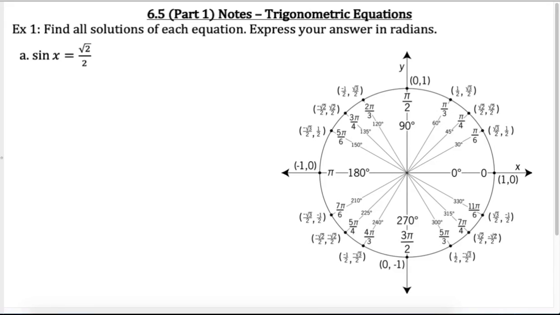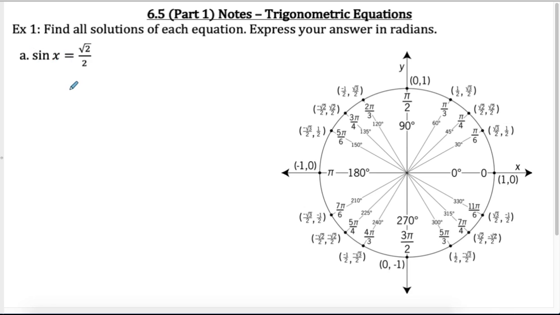All right, in the next two sections, we are going to take a look at all different kinds of trigonometric equations. But in 6.5 part 1, we'll start with some basic ones. So I just have sine of x equals the square root of 2 over 2, and my goal is to solve for x. Now, x is an angle in this case, right? If we're taking a trig function of something, that's going to be an angle.